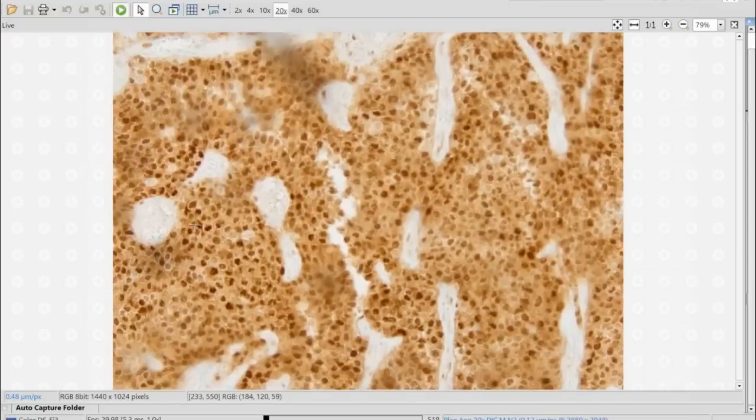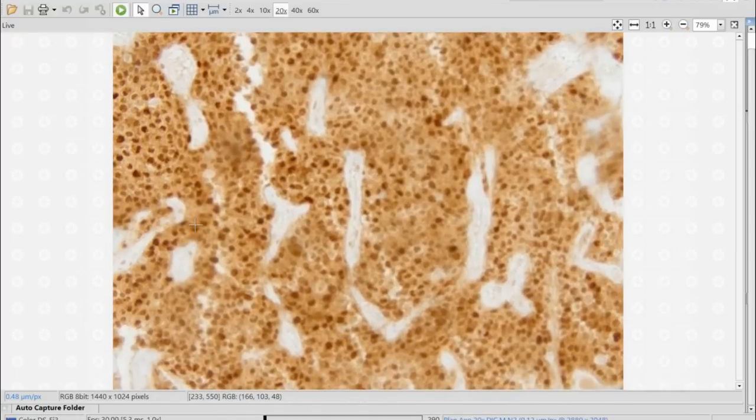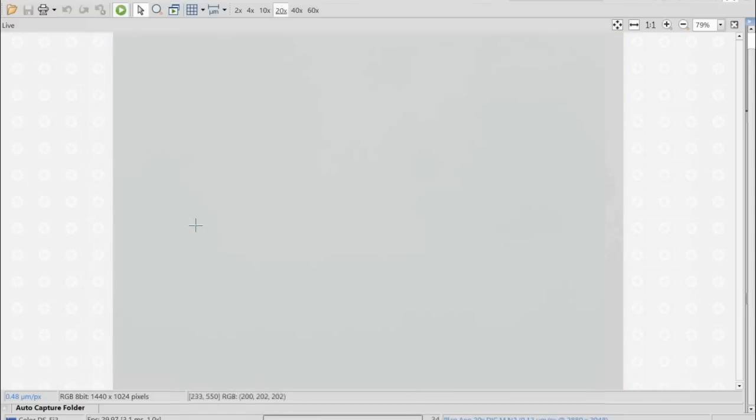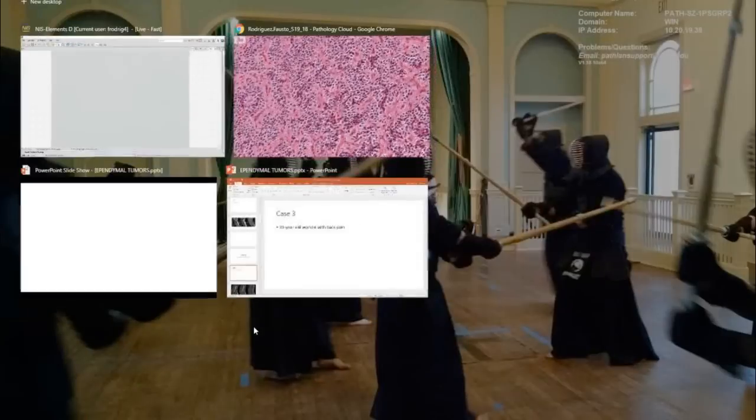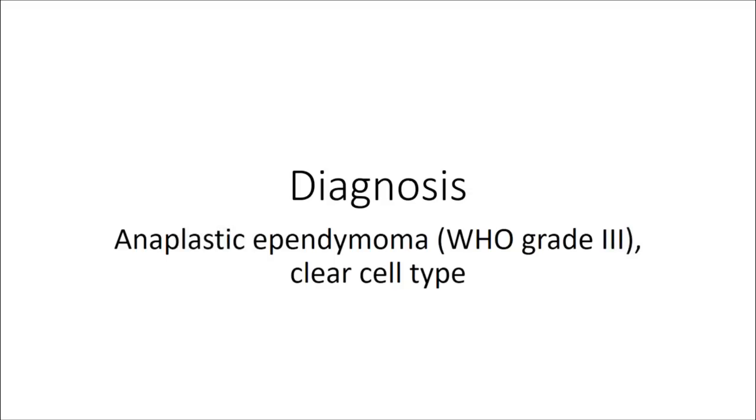And if it's strongly positive, you can at least make a suggestion in your diagnosis that probably is a tumor with RELA fusion. The clear cell ependymomas frequently have RELA fusion. And it's something to have in mind. It's not a 100% correlation, but you can at least suggest it and give the opportunity for testing. So this was actually an anaplastic ependymoma. It satisfied criteria for anaplasia on its own, and also was a clear cell.